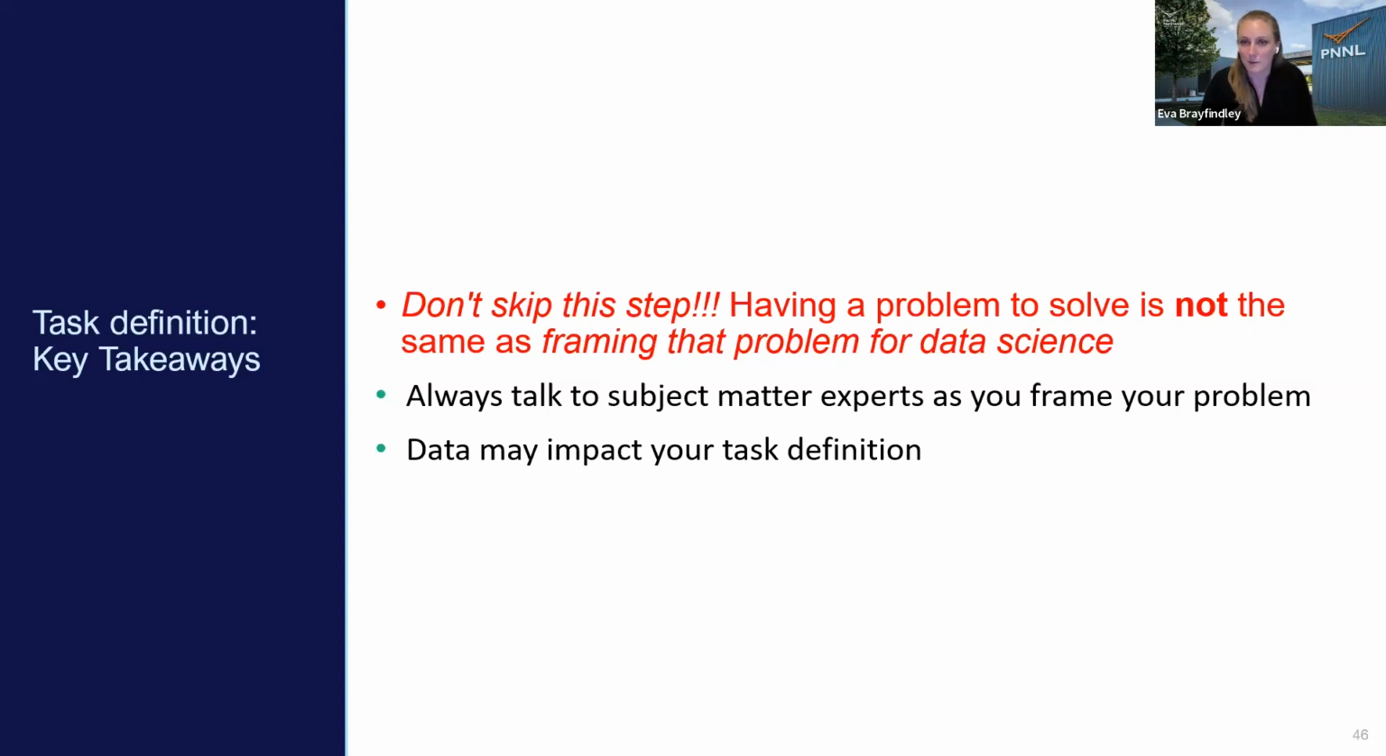Always talk to your subject matter experts as you work through your problem. Don't work in a vacuum because you might have the problem the wrong way around, or maybe be answering a different problem than you think you are. So always talk with people, make sure you understand what you're up to. And then it's very important to understand that data can also impact your task definition. If you want to do supervised classification, but you don't have labels, you can't really do that. So that's the sort of thing you need to think about as you define your task.